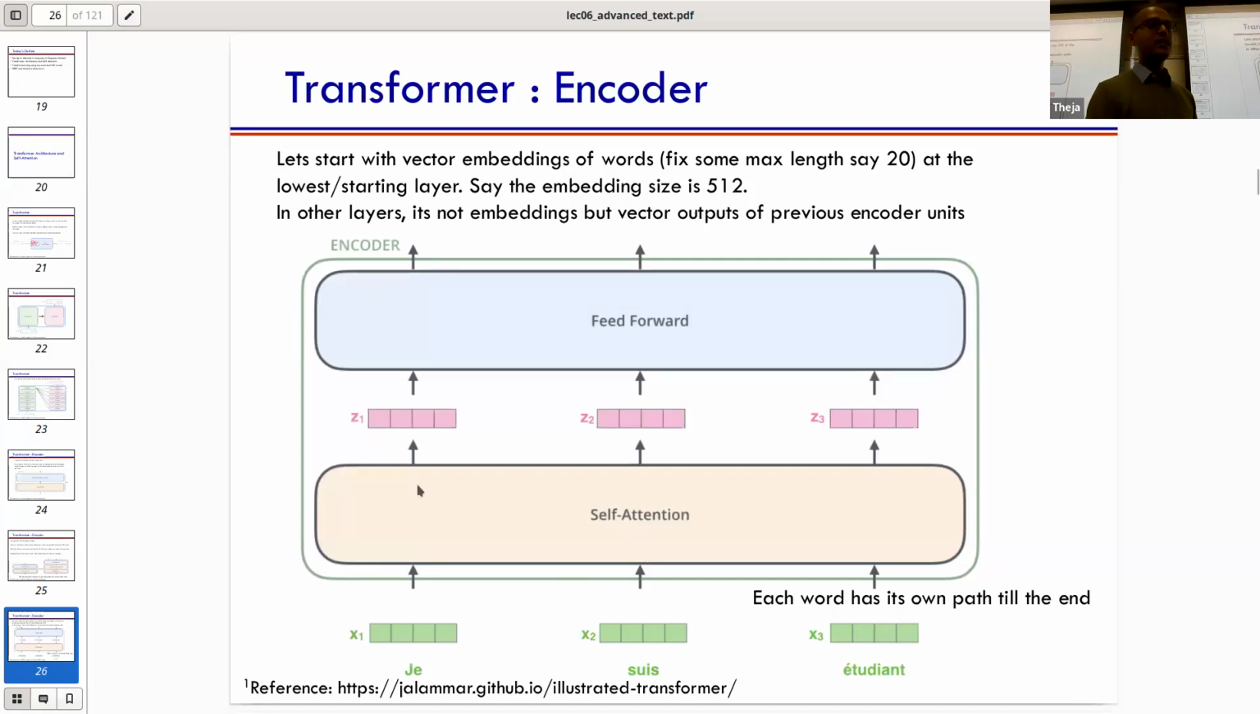And each of these words will produce a vector, let's call it Z1, Z2, Z3, right after the self-attention block. Okay, so the self-attention sublayer is going to produce one vector per word, in parallel. And then each of those vectors goes through a feed-forward layer and is also going to produce another vector. We haven't given a name here, but let's call it R1, R2, R3. So that means for 3 words, I'm going to get 3 vectors.